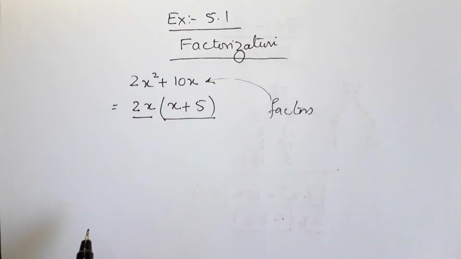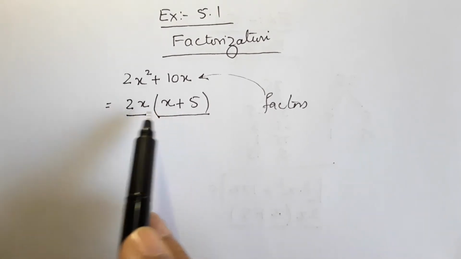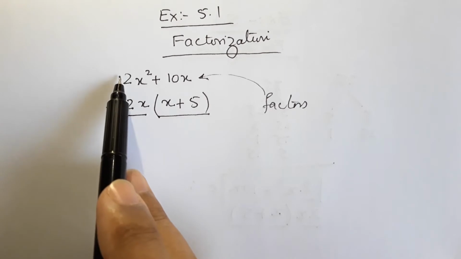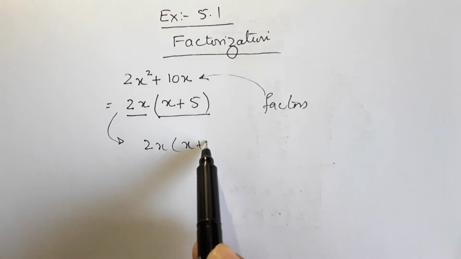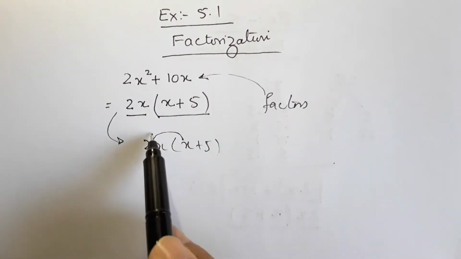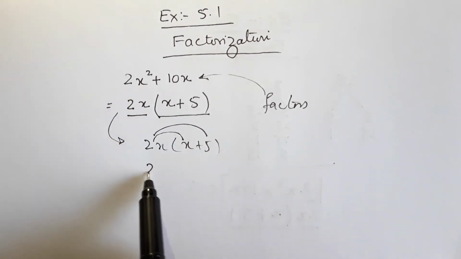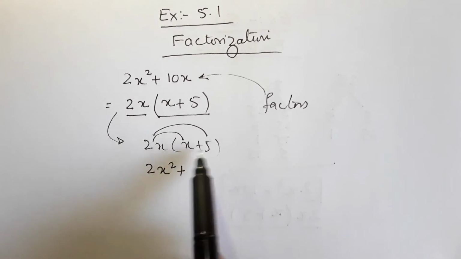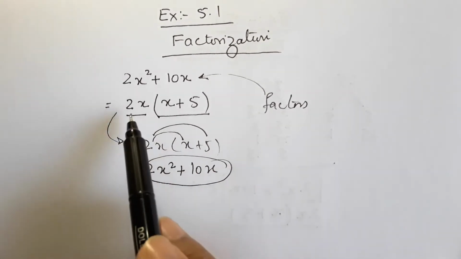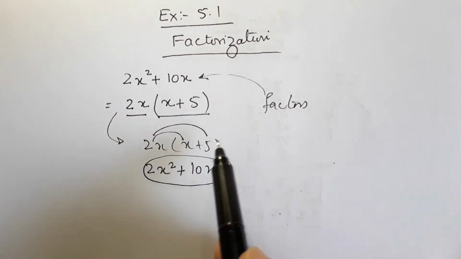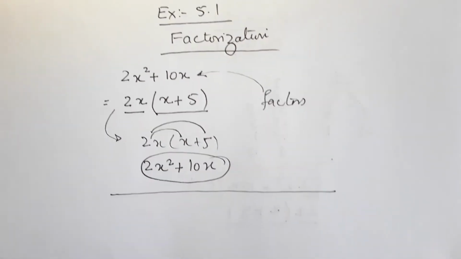the given algebraic expression, and when we multiply these two factors we will obtain the given expression again. For example, when we multiply 2x with x and 5 like this, we will obtain the given expression again, 2x square plus 10x. So this process of making factors is called factorization. Now come to the exercise.